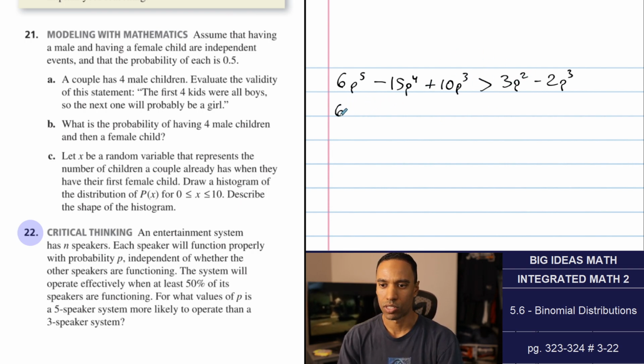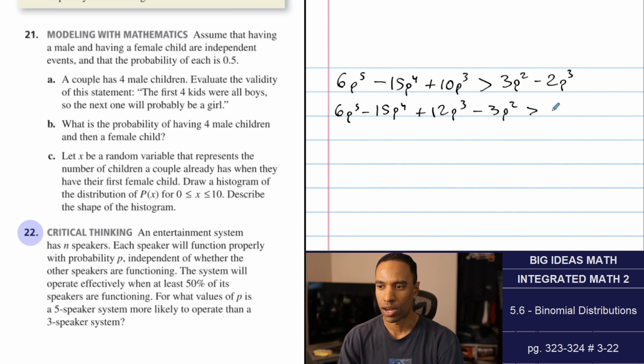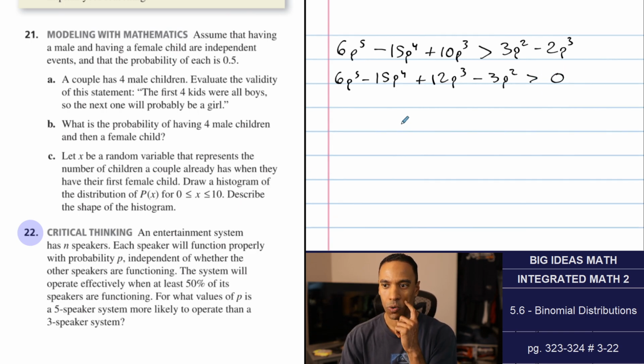So if I bring it all to one side of the equation, I add this over, that's 12P cubed. I subtract this over, that's 3P squared. When is this greater than 0? Here's what's cool. I actually might be able to solve this algebraically.